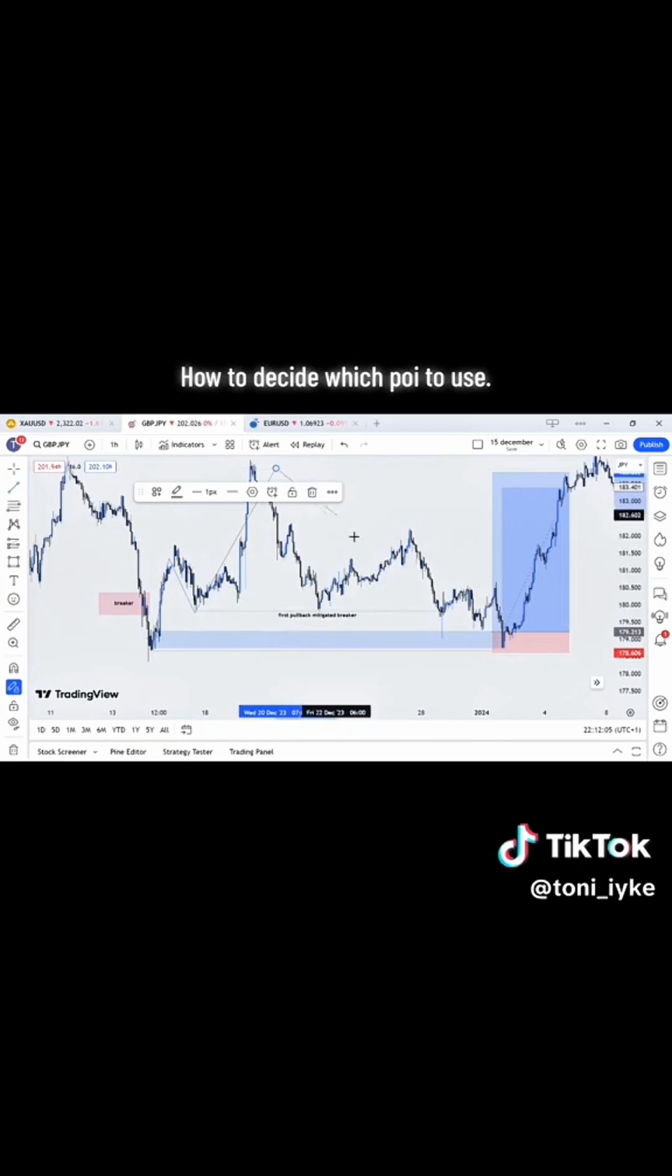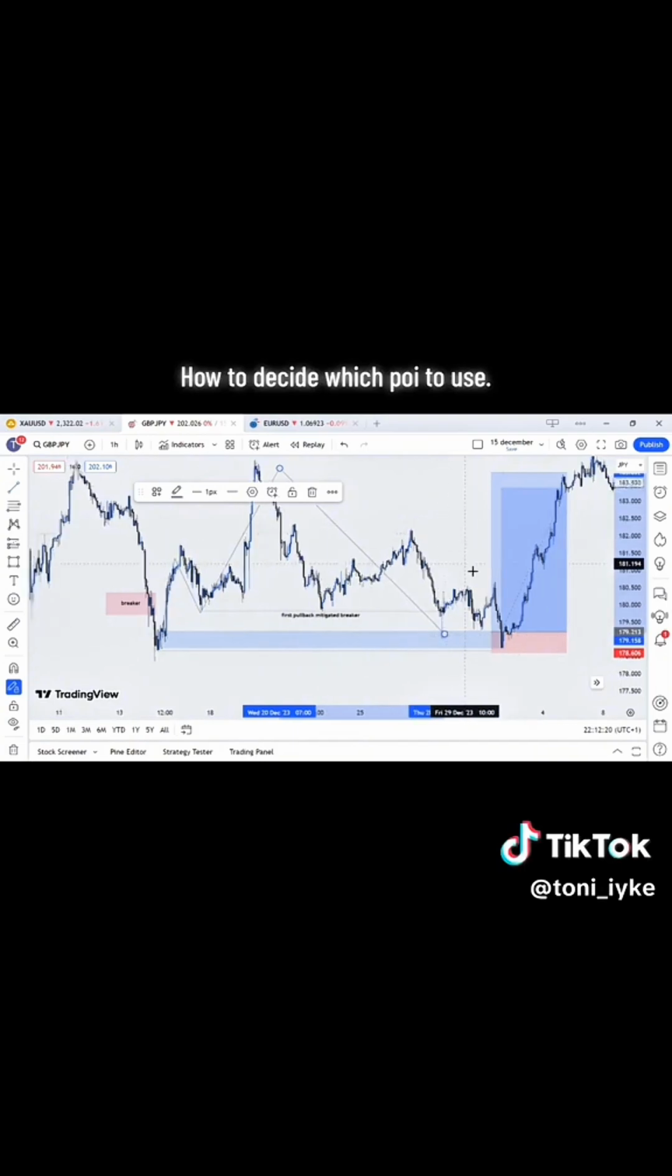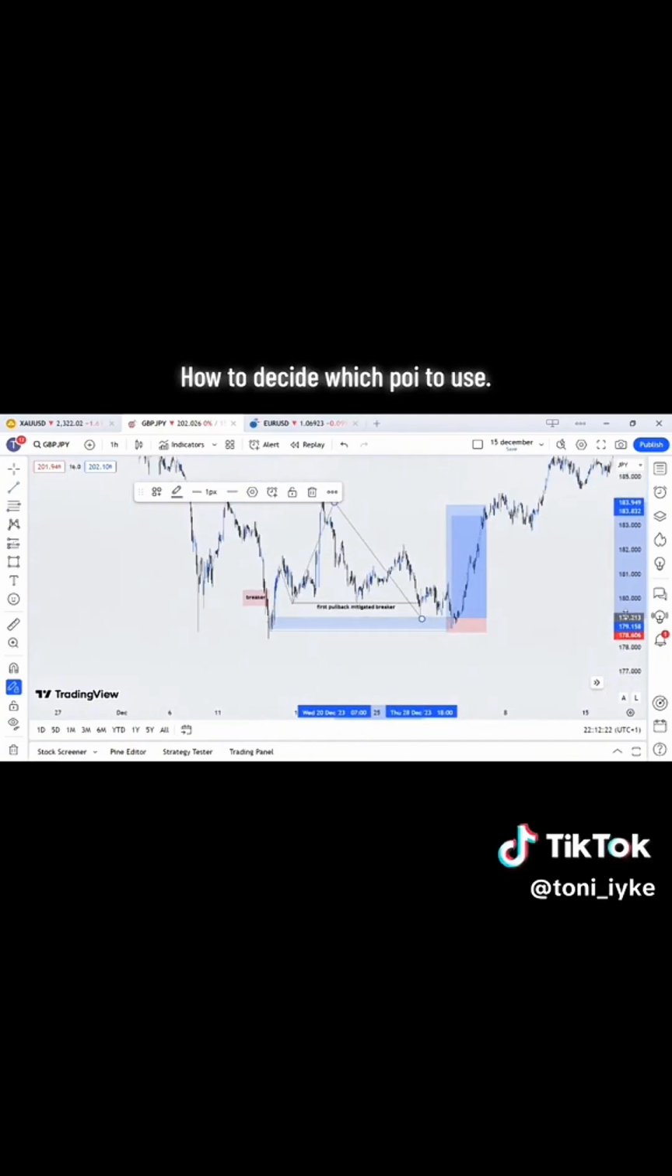As price came back, it didn't use this breaker again to buy. Why? Because it was already mitigated. During the first pullback, price touched it and mitigated it. So now what it's going to make use of is this other block that's below it, because this is the only unmitigated point of interest. And that was why I picked my entry there. You can see if you make the analysis.